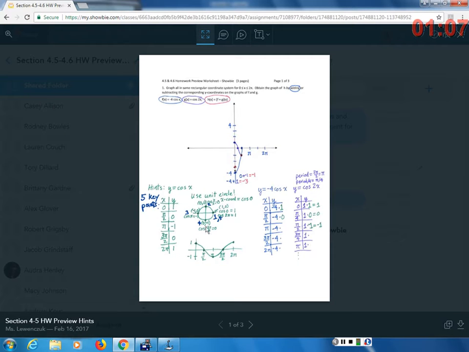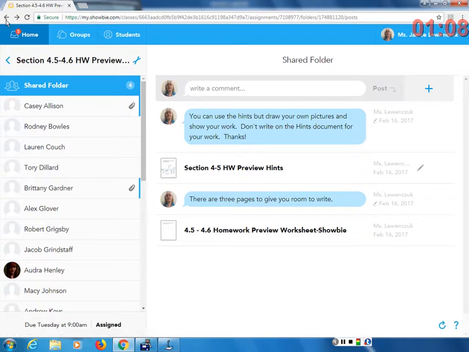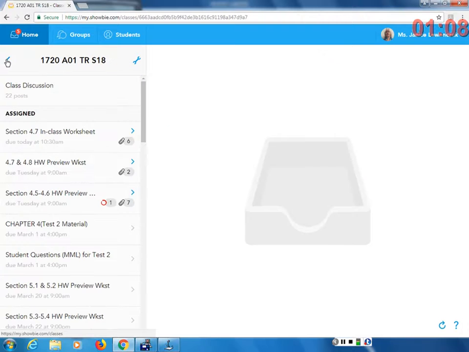Look at all those hints. When graphing, you get the 5 key points. You divide your period by 4. So you still have to do that, 3 pages. But we're not going to do the other one. So only one worksheet due.